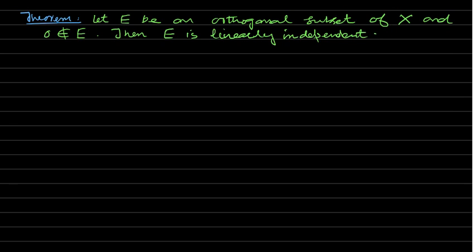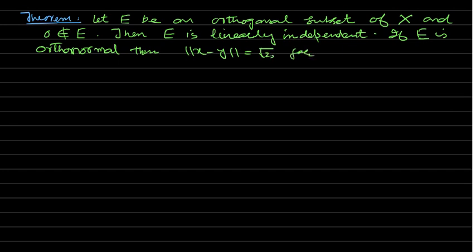If this set E is orthonormal, then the norm of the difference of any two vectors is root 2. Then norm of x minus y is root 2 for all x not equal to y in E.